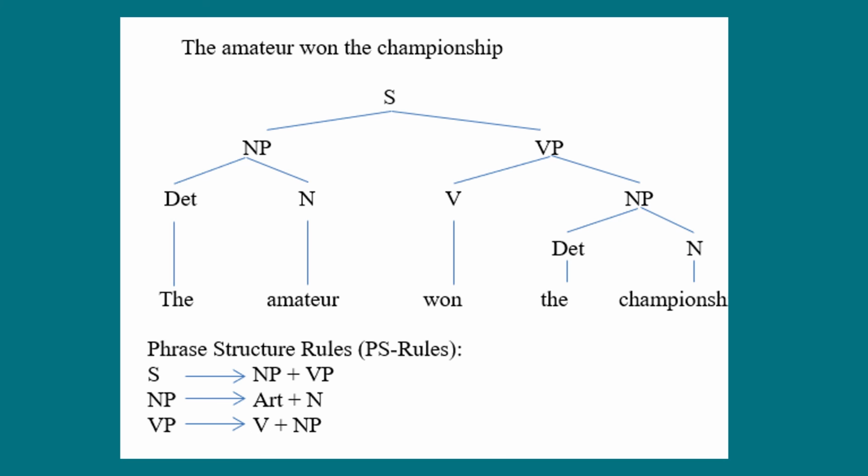Why are PS rules needed? Because they show how phrases or groups of words are structured. So just look at here. Sentence, and then put an arrow here, and then noun phrase plus verb phrase. How to read this kind of model? Phrase structure rules: sentence consists of noun phrase and verb phrase. Noun phrase consists of article and noun. As you see here, noun phrase consists of article or determiner. You can use determiner or article, and then noun. Verb phrase, you see here, consists of verb and noun phrase.